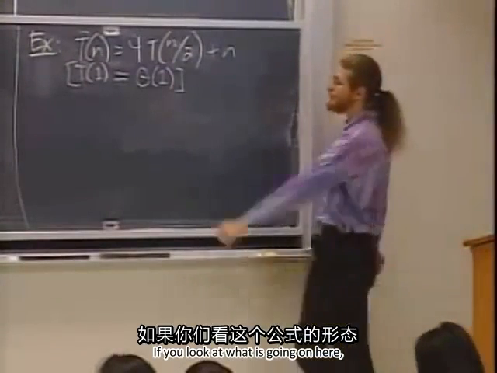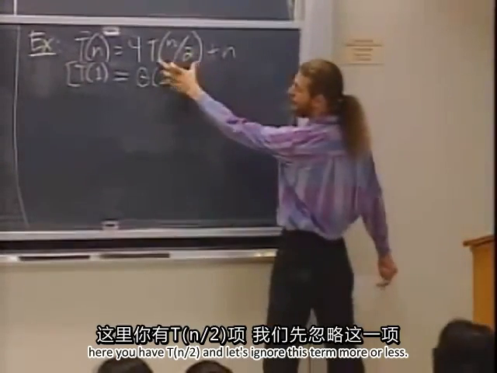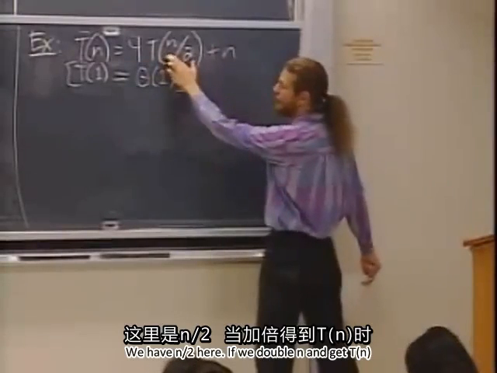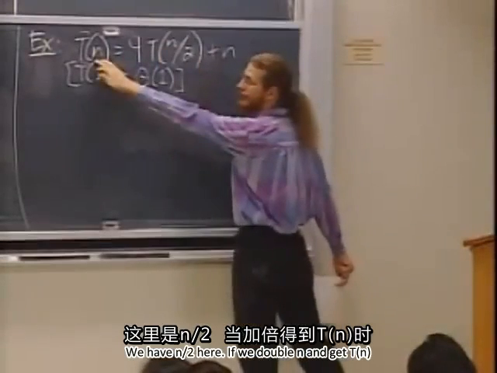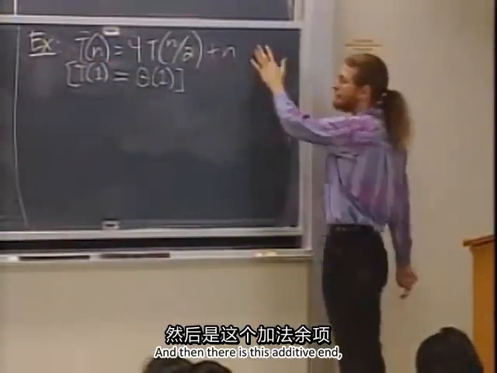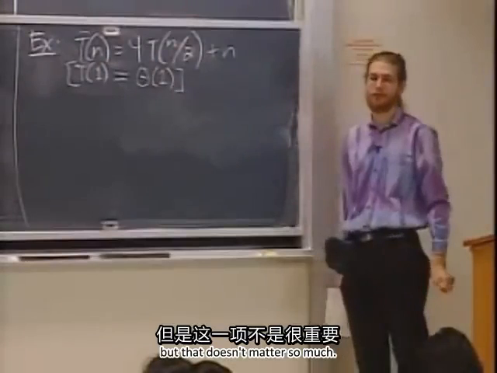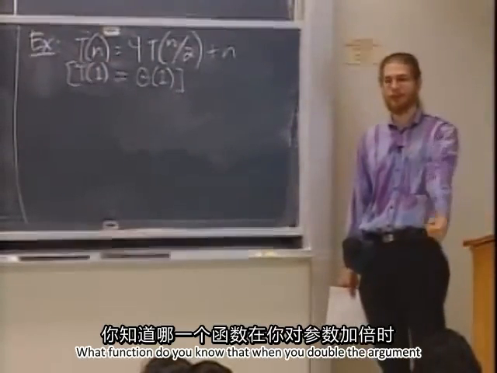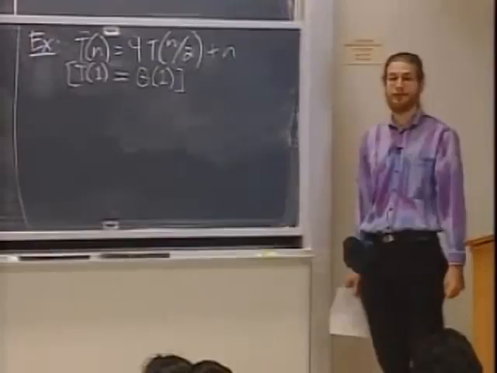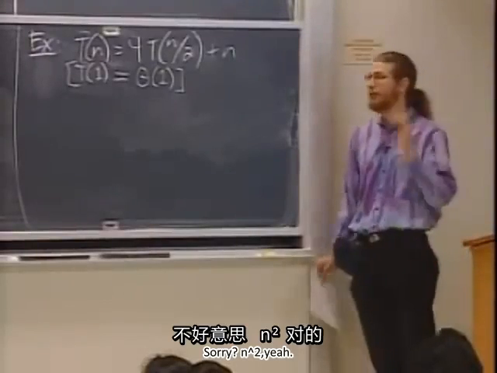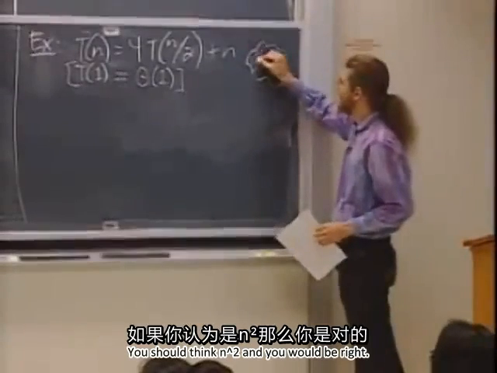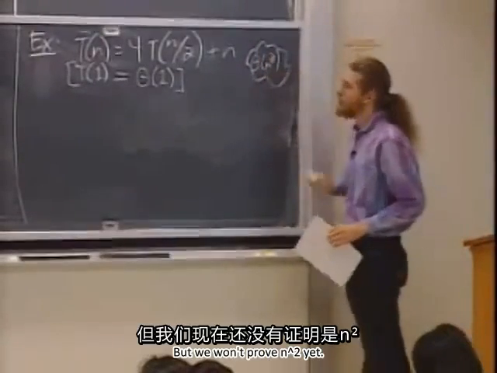So if you look at what's going on here, here you have T(n/2). Let's ignore this term more or less. We have n/2 here. If we double n and get T(n), then we multiply the value by 4. And then there's this additive n, but that doesn't matter so much. So what function do you know that when you double the argument, the output goes up by a factor of 4? N squared, yeah. So you should think n squared, and you'd be right. But we won't prove n squared yet.